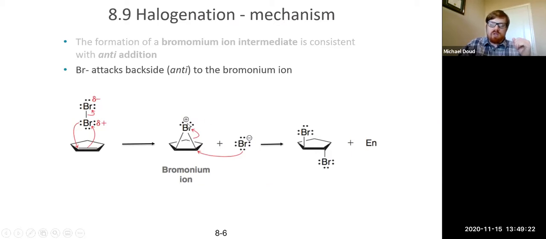Now, once you have the bromonium ion, the bromide is going to attack from the bottom at this point, and this is where we have the attack of our nucleophile, and we break the other carbon-bromine bond, getting rid of this formal charge here, and that gives us our final product, the anti-dibromide product.